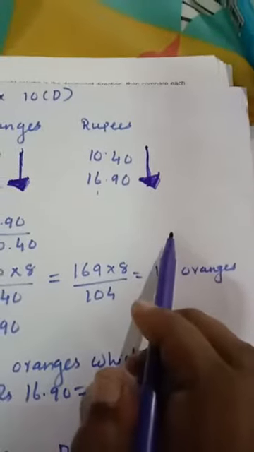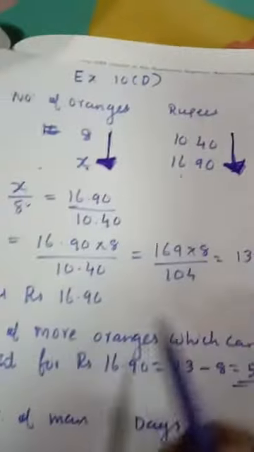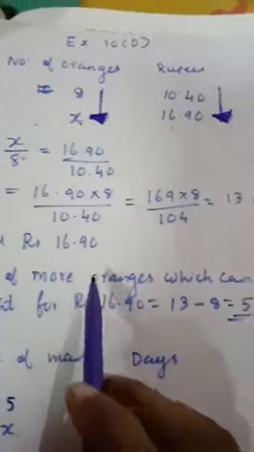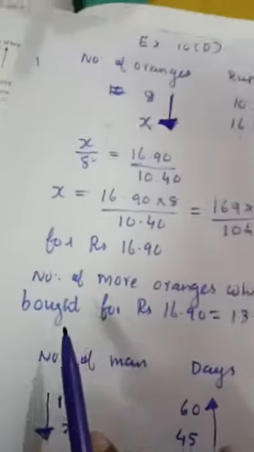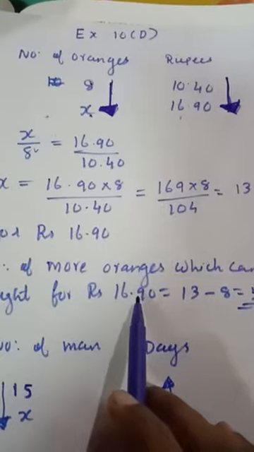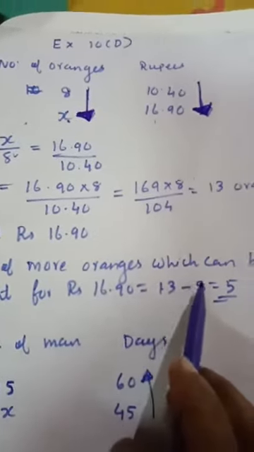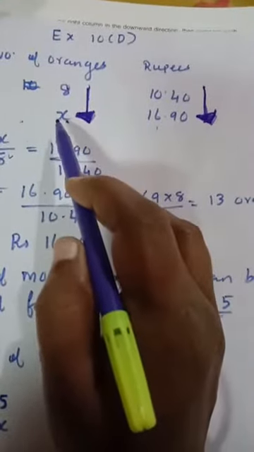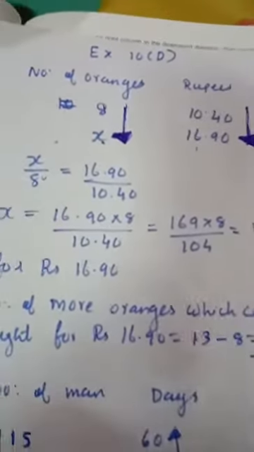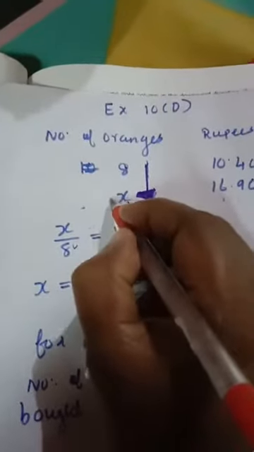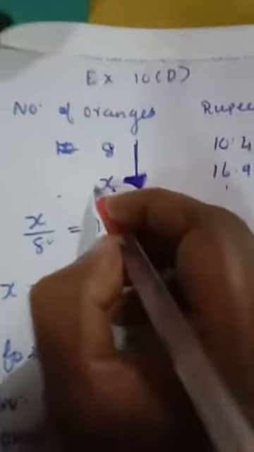But our question is how many more? So comparison. So number of more oranges which can be bought for rupees 16.90 is 13 minus 8, 5. How 13 minus 8? Here the value of x is 13.